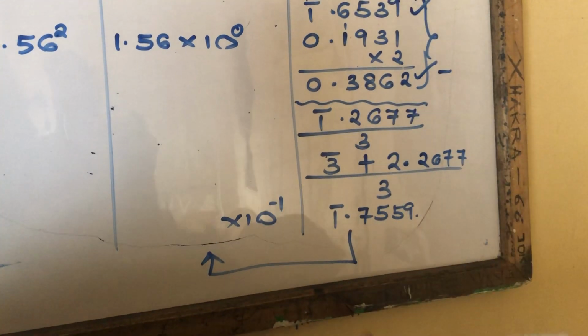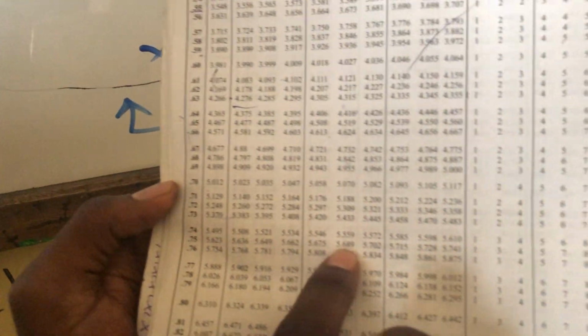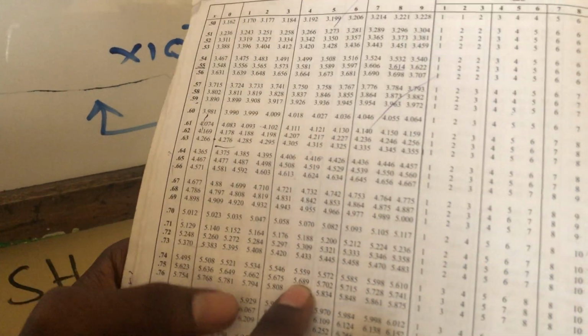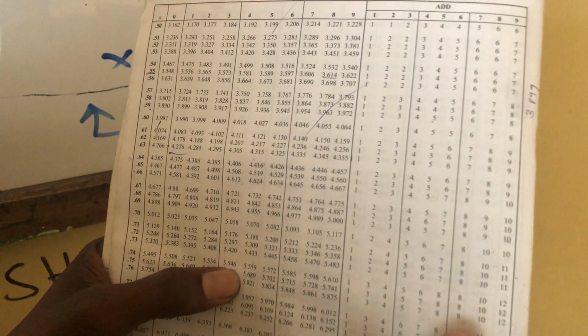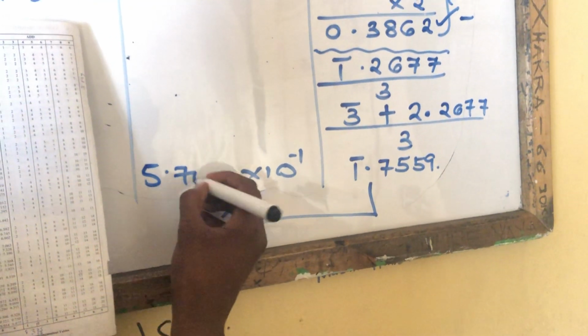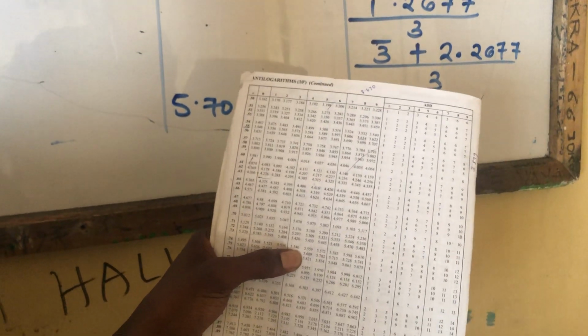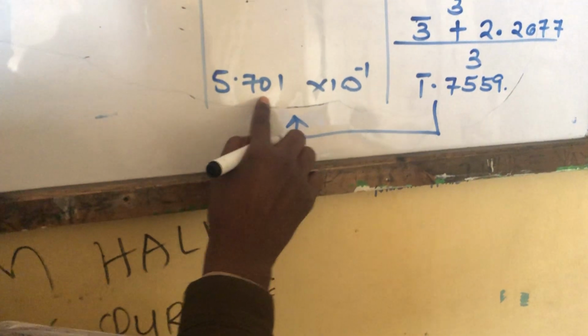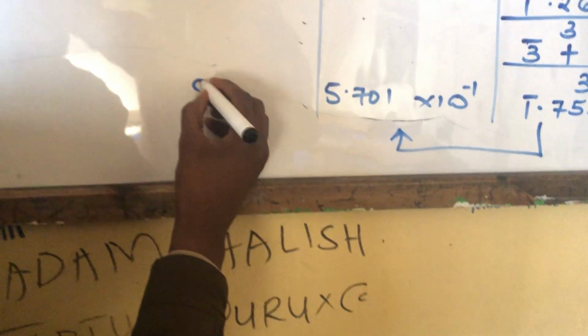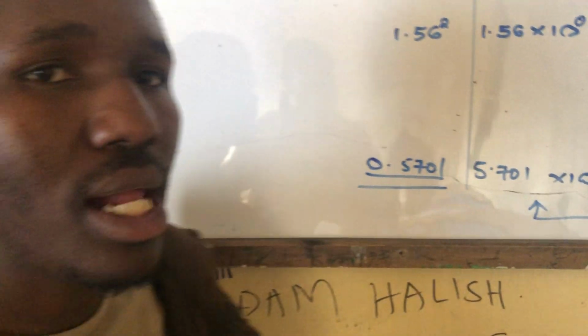0.7, we are reading tables of antilogarithms. 0.75, what is the column of 5 reading? 5.689. The column of 9 is reading 12. If 12 is added to that number, we are supposed to have 5.701. I hope you're getting the same thing. This one, as an ordinary number, should be 0.5701. That becomes the result.